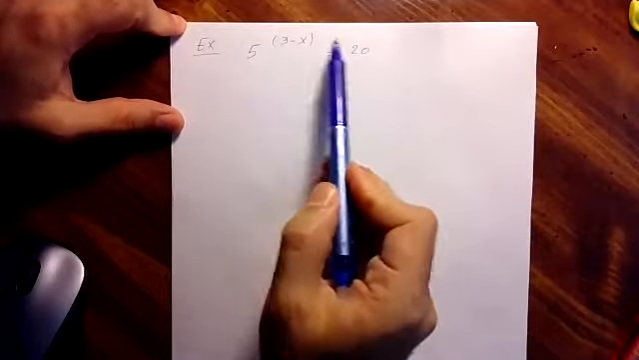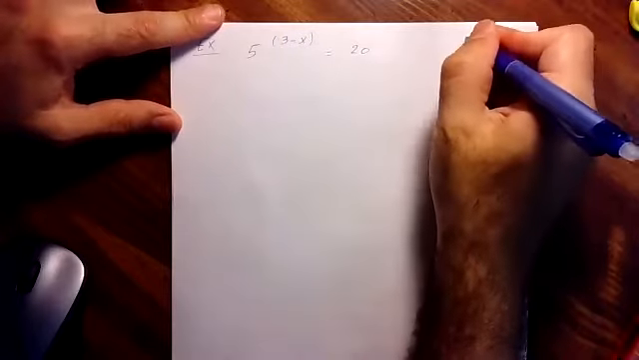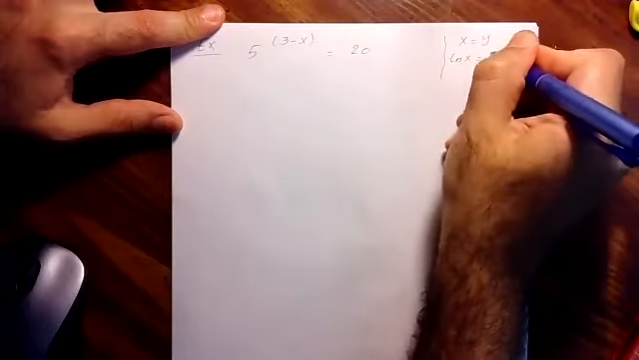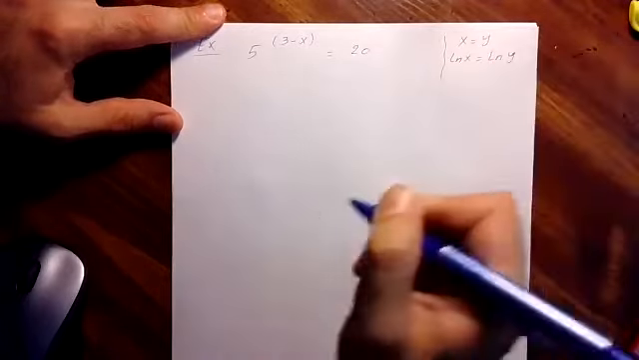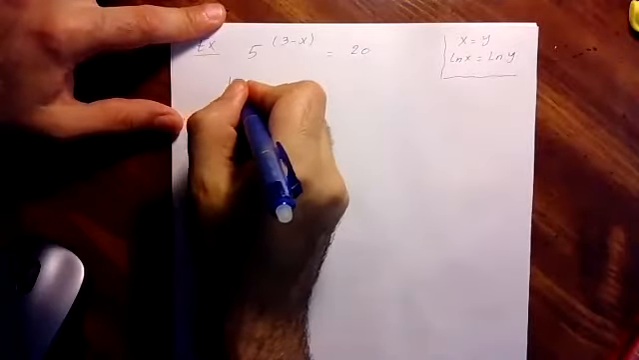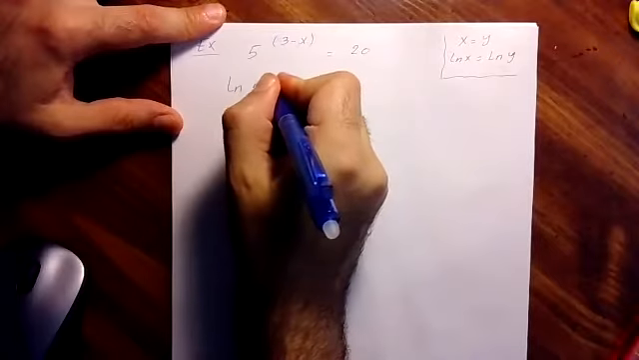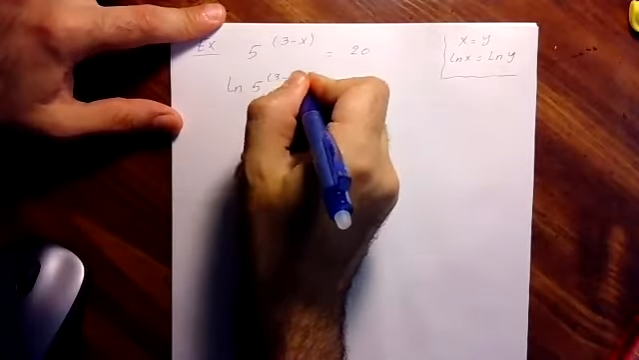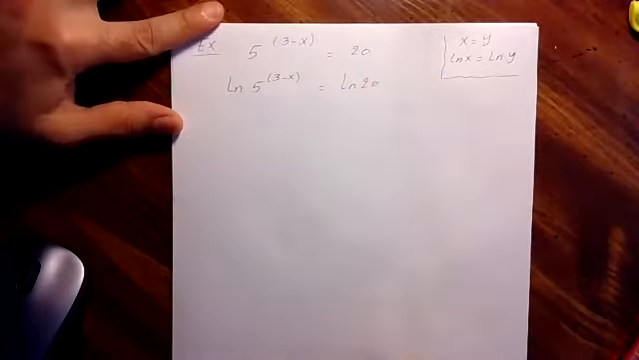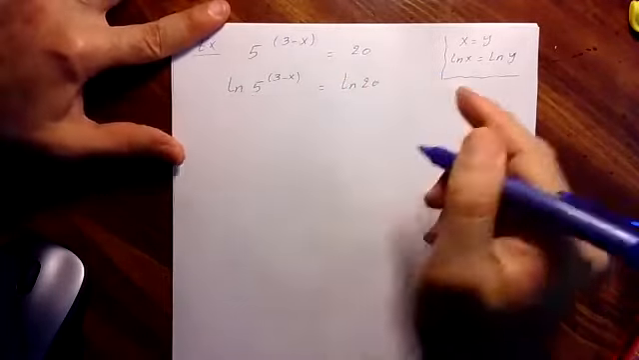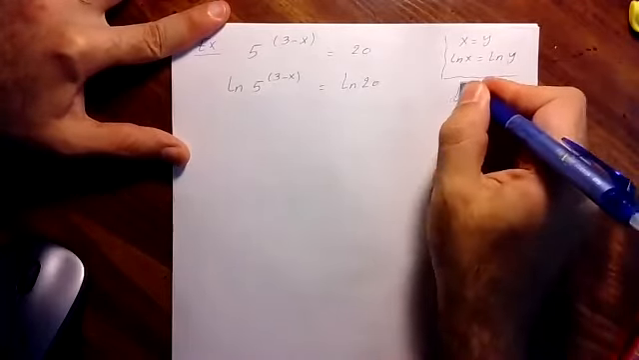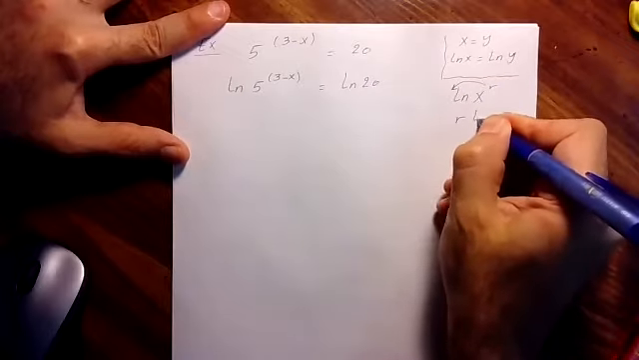This is the x, this is equal y. So x equals y. That means I'm going to take ln to both sides. So ln x is going to be equal to ln y. That means in this example it is going to be ln of the x, which is 5 to the 3 minus x, equal to ln of the y. The same thing, there is another rule. If you have ln x to the r, we're going to take the r in the front, so it's going to be r ln x.